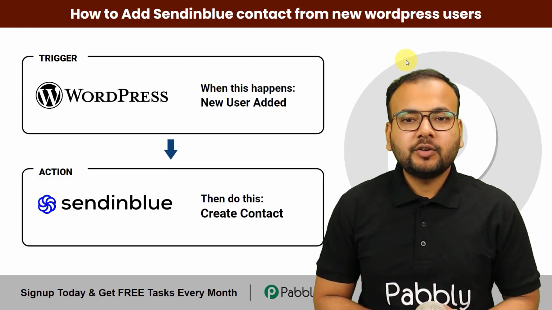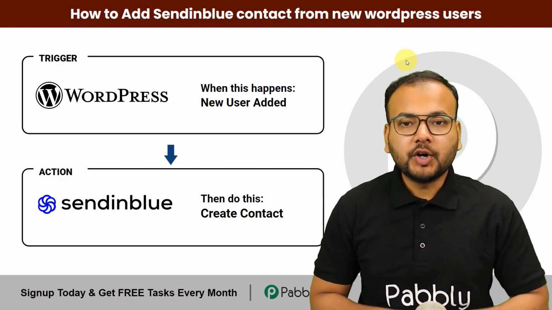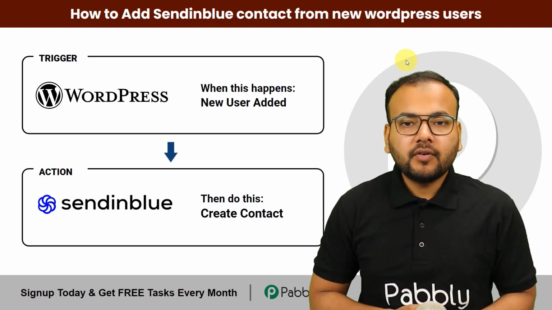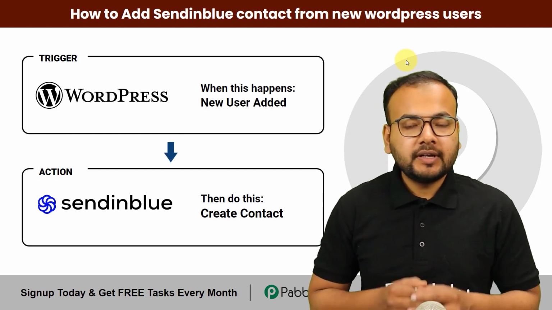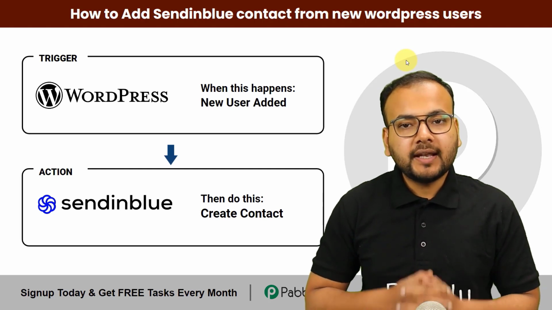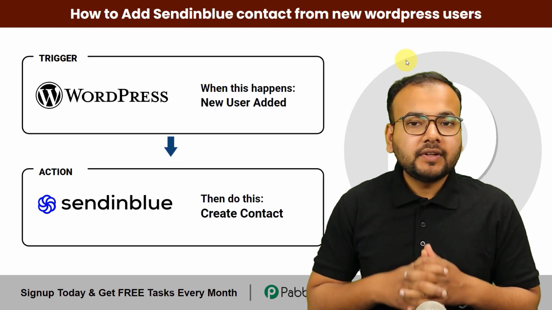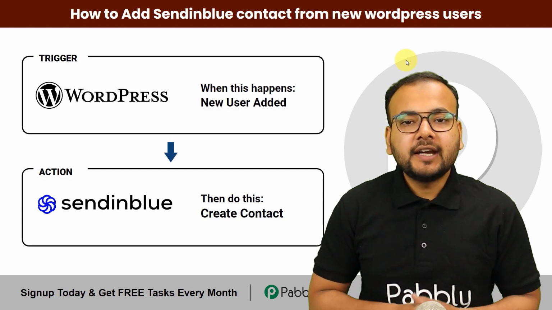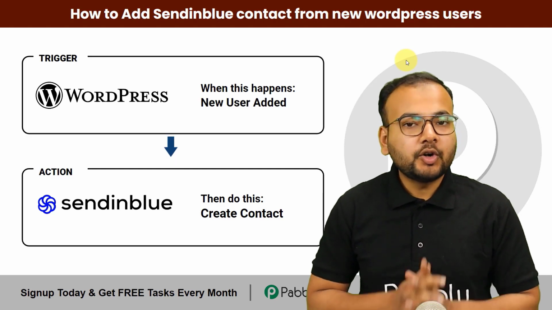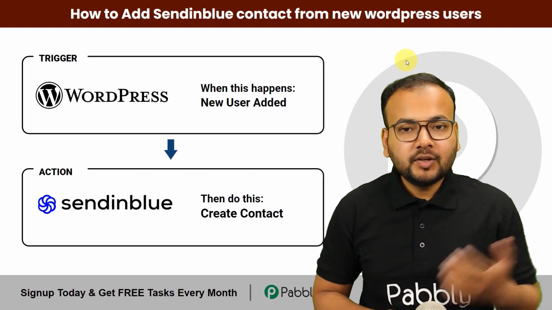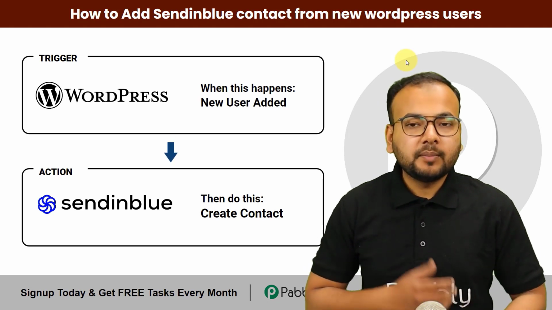Welcome to this tutorial on how to add contacts in Sendinblue from new WordPress users automatically. If you're looking for a way to streamline your email marketing efforts, Sendinblue is a really powerful tool that can help you manage your contacts and automate your campaigns. And by integrating it with WordPress, you can easily add new WordPress users to your contacts list in Sendinblue automatically. This way you can reduce your manual efforts and keep your email list up to date automatically.